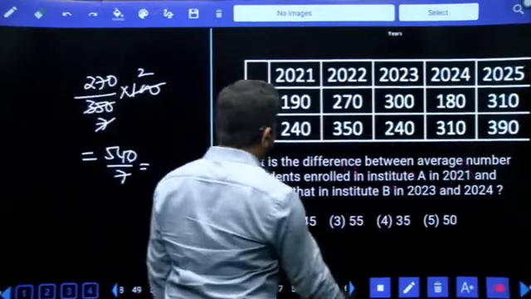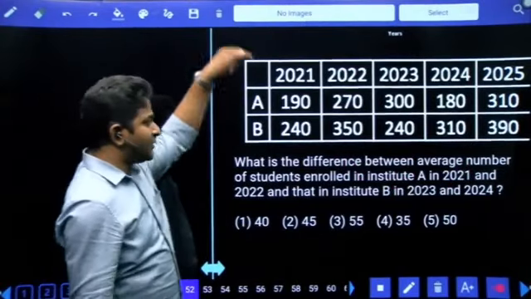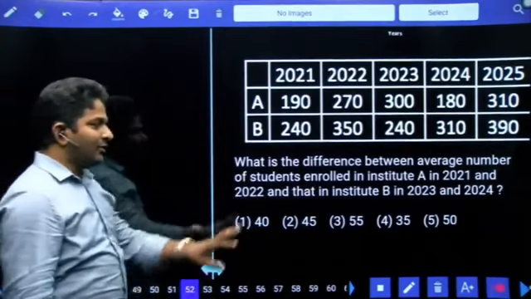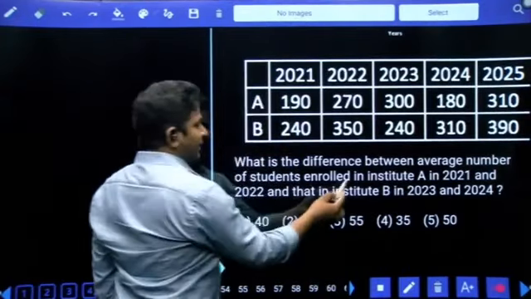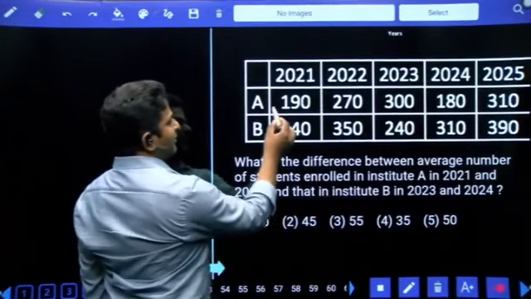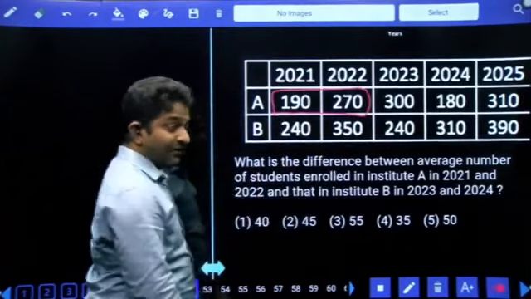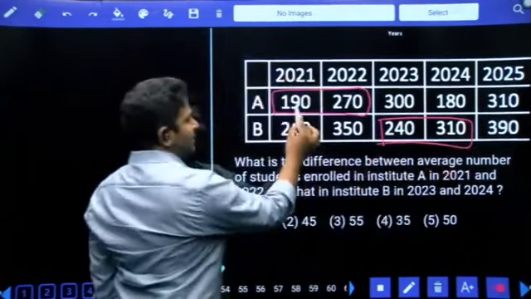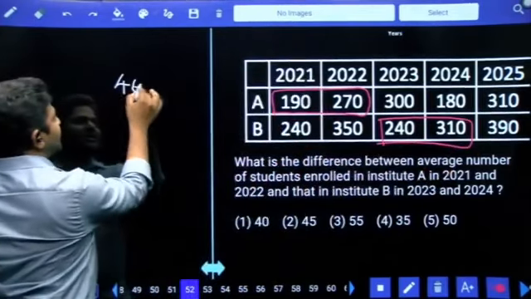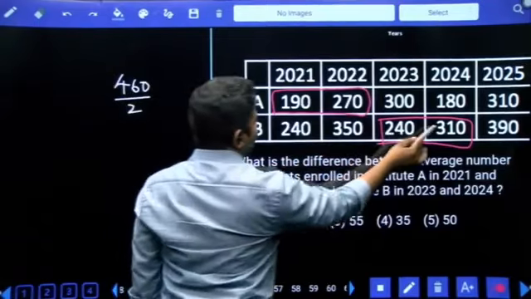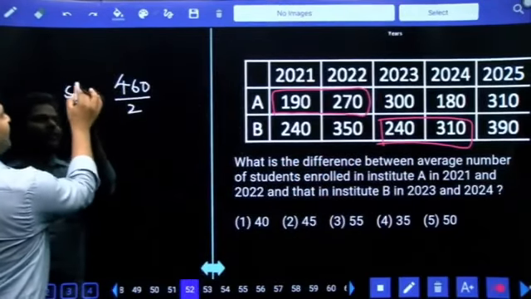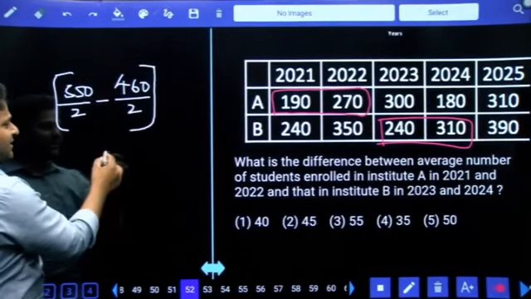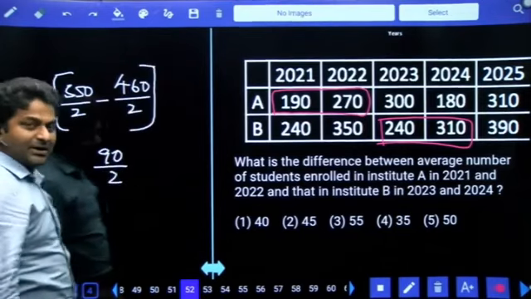What is the difference between average number of students enrolled in Institute A in 2021, 22 and B in 2023 and then 2024? You're asked to calculate difference. Difference of what? Institute A people 2021, 2022. Sum of these two numbers divided by 2. And for B, 23 and 24. For B, we have to consider this value. Sum of these two numbers is equal to 460 divided by 2, average. 240 plus 310, which is equal to 550. 550 divided by 2. Now we have to consider average. Average is equal to 90 by 2, which is 45, second option.